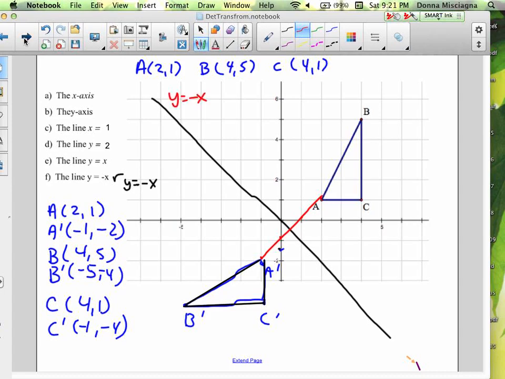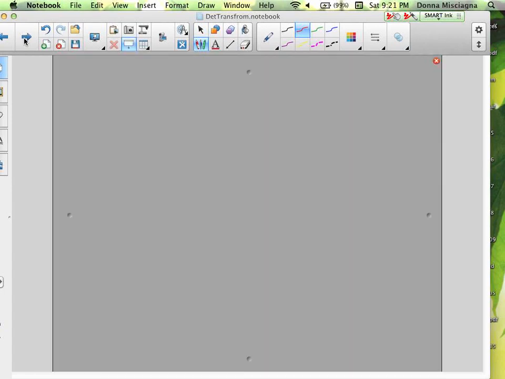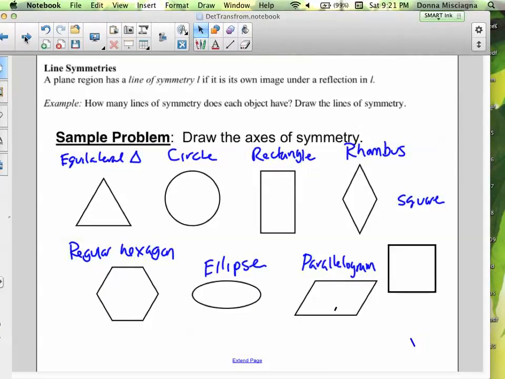The last thing we're going to look at very, very quickly, because this was a little bit longer than I wanted, oh no, I thought I had one more thing. I do. Oh, it's next. It's after this. Here it is, line symmetry. We're going to do this really quickly.